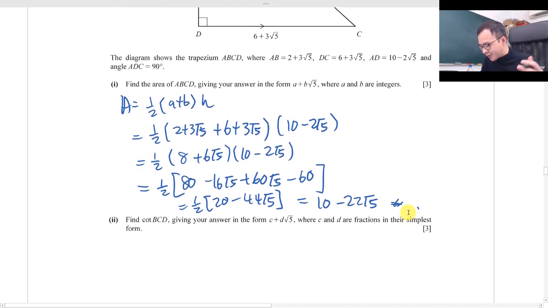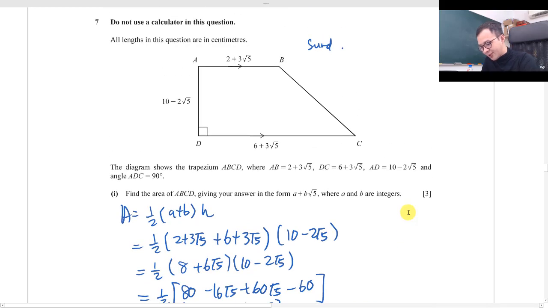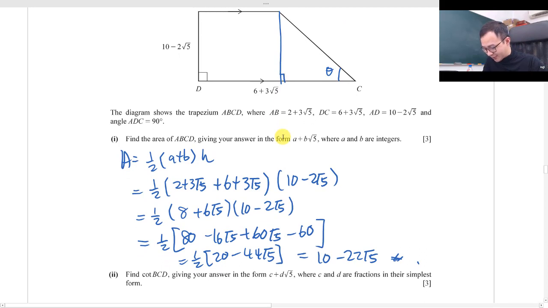And find the cotangent of BCD. Give your answer in that form. Okay, let me see where's the angle first. BCD is about this angle. Since it's about trigo, I will need a triangle, so I add this line by myself. So it's a plus, not minus. Yes, it's a plus. Thanks for that.